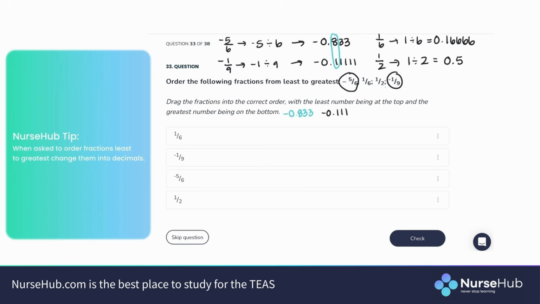And then I look here. First difference, again, comes in the tenths place. A 1 is less than a 5. So 0.1666 comes next. And then finally, 0.5 is the greatest.